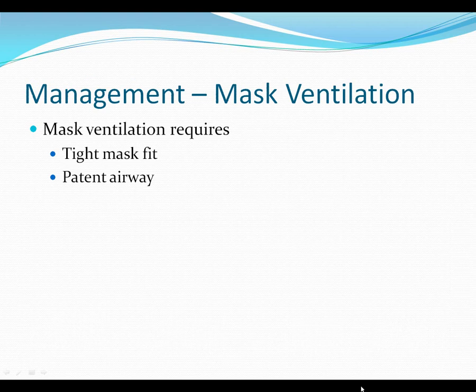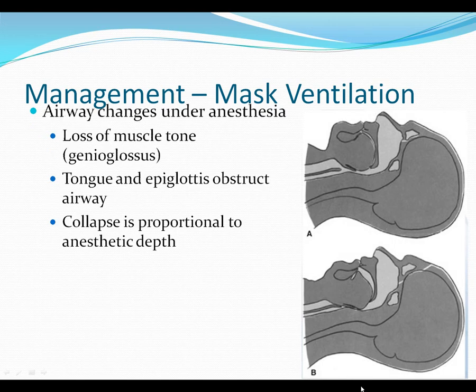All right, so it sounds very basic, but mask ventilation, I thought we'd start there. Obviously, it requires a tight mask fit and a patent airway. And then if you think back to the risk factors for difficult ventilation, beard, lack of teeth, it correlates with these two fundamental necessities for mask ventilation. So what happens to the airway as you become anesthetized? It collapses, right? So the loss of muscle tone, that's the muscle they're talking about, is the genioglossus. You can see on this picture that the tongue falls back.